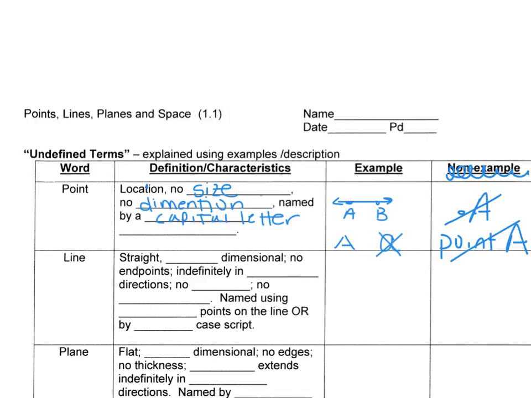A line. A line is straight. It's one-dimensional. It has no endpoints. It's infinite in both directions. Goes on forever. That's why you put arrows on the end of it.